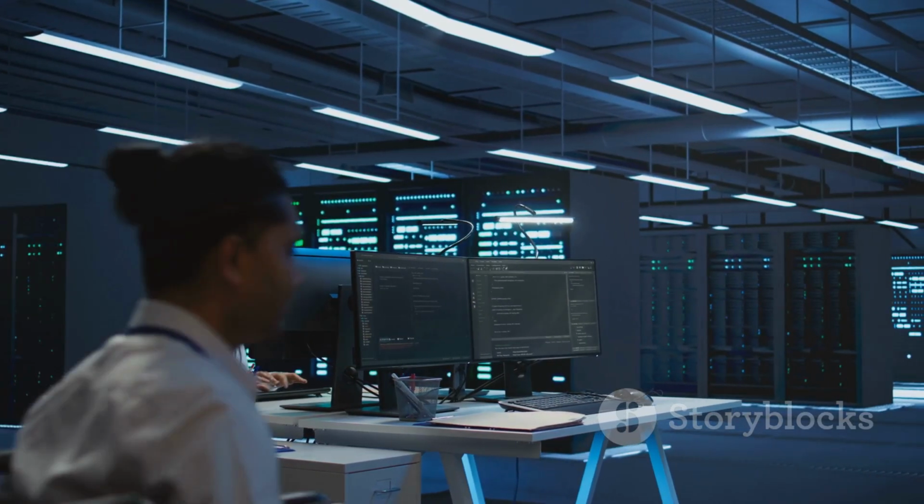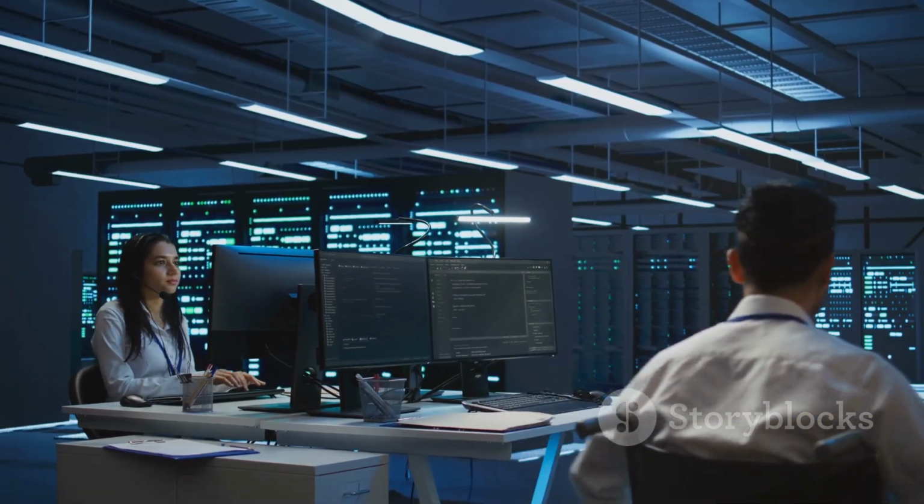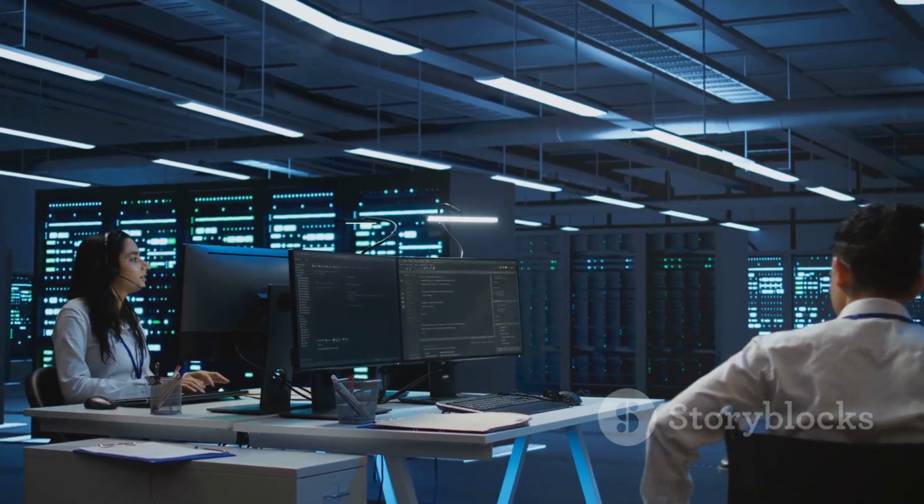As we delve deeper into the era of big data and complex systems, the importance of Monte Carlo simulations will only continue to grow.